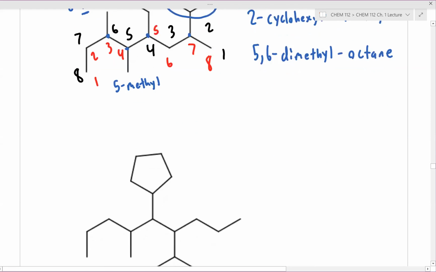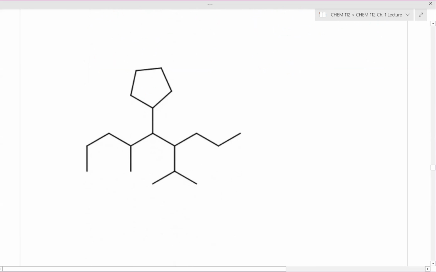So let's put this into practice and let's have you name the following compounds. Take a few moments to work on naming the following compound, and then we'll come together to discuss.